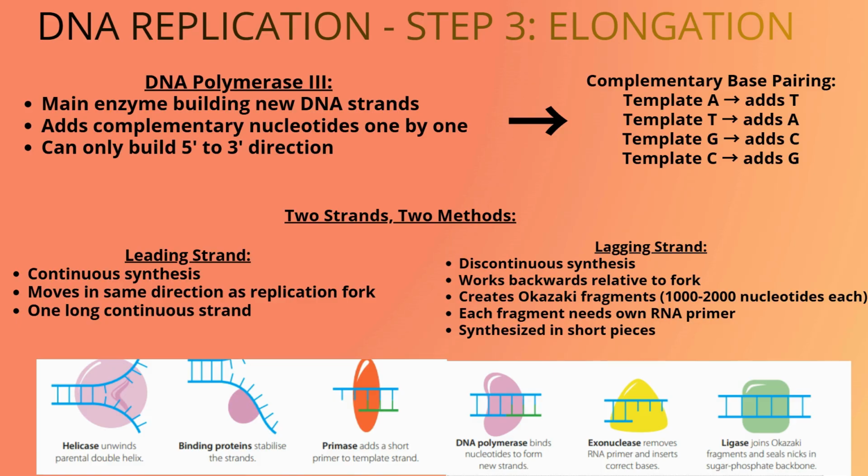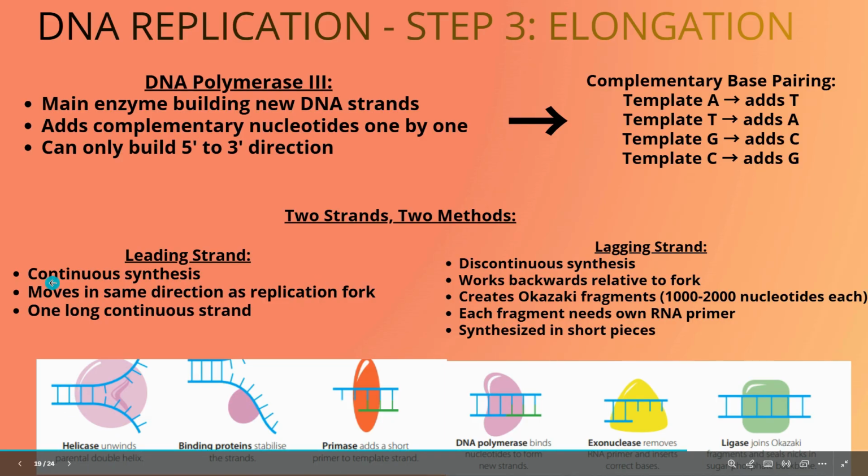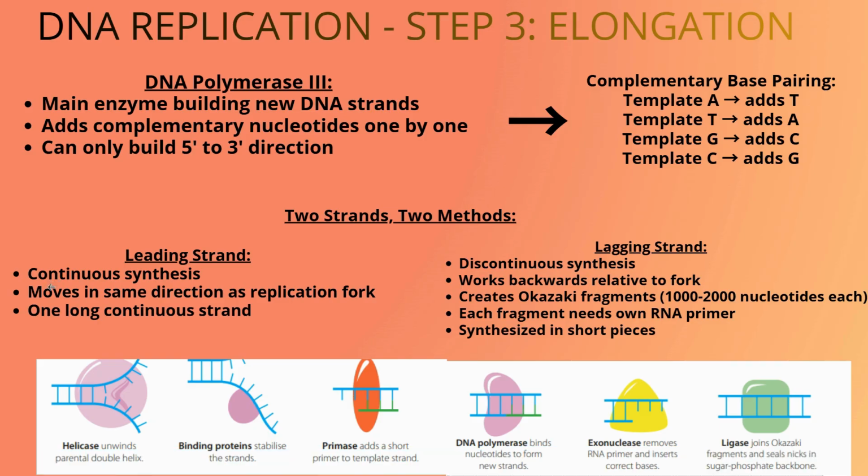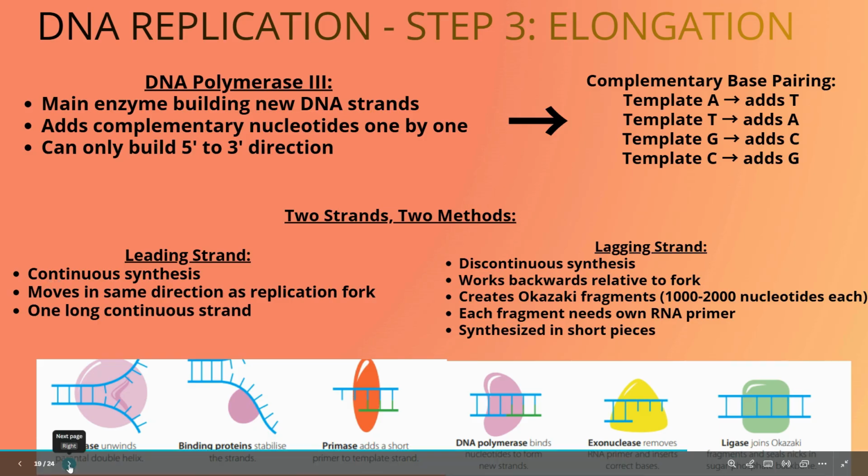Now, let's just sum up. Helicase unwinds the parental double helix. Binding protein stabilizes the strands. Primase adds a short primer to the template strand, which helps polymerase continue the replicating of DNA. Now, DNA polymerase binds the nucleotides to form new strands. Exonuclease removes the RNA primer and inserts the correct bases. And ligase joins the Okazaki fragments and seals nicks in the sugar phosphate bond.